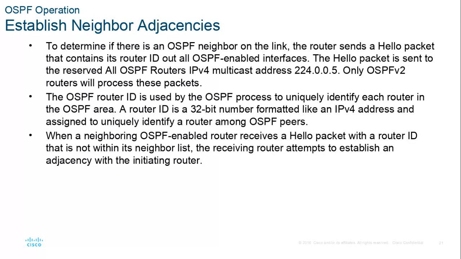So this router ID is a 32-bit number. It looks kind of like an IP address. As a matter of fact, it's going to use one of the IP addresses on the router, or you can type in a number you want it to use instead. Then whenever a router receives a hello packet with a router ID that's not in its list, it will attempt to establish a relationship with that initiating router. So all the routers in the area that are directly connected to each other will take a few seconds to learn their directly connected neighbors.